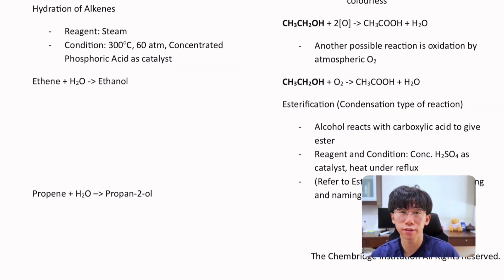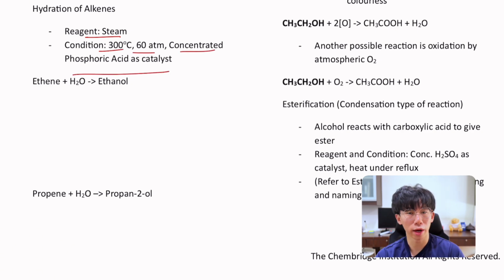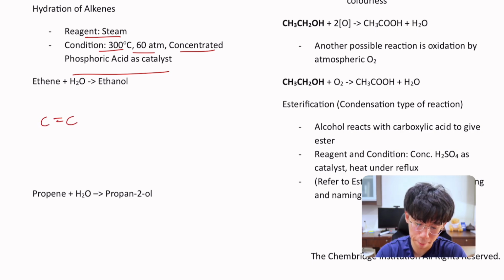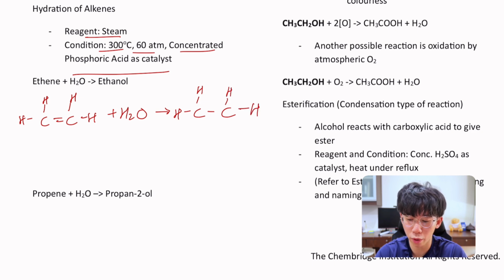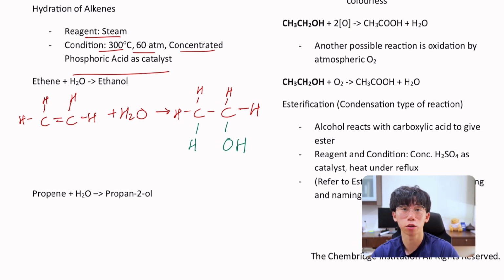As we have also previously covered, the hydration of alkenes is possible to produce your alcohols as well. Just a recap: you need steam, 300 degrees Celsius, 60 atm, and concentrated phosphoric acid as a catalyst. If you look at a typical reaction of ethene plus H2O, this can help you produce your ethanol. Remember, this is an addition reaction. So you're going to draw the same product, and the H and the OH of the H2O are going to add across the double bond. Just like that, that is how your ethanol is produced.